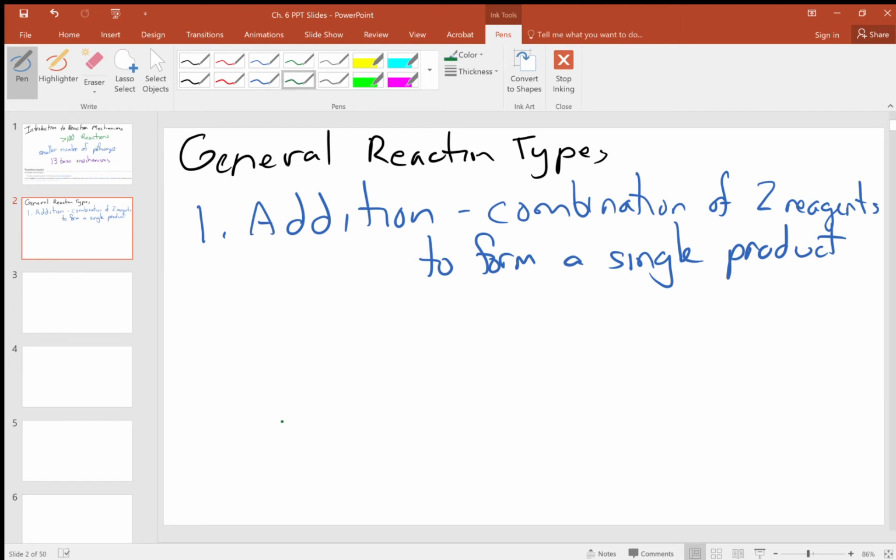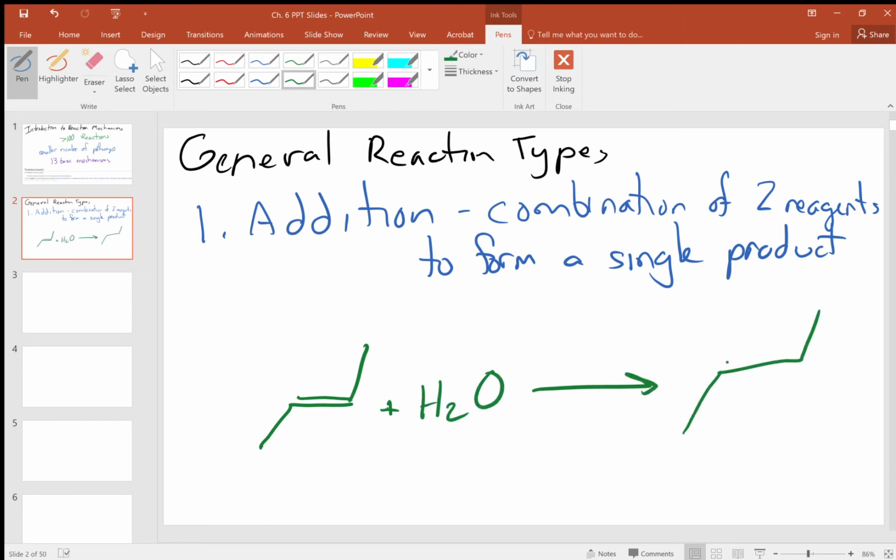So an example of that would be a reaction like this. Here we start with an alkene and we add water to it. And the result is that the water molecule gets added to the starting material. So we started with two starting materials, and we ended with one product where they were combined. So that's an addition reaction.